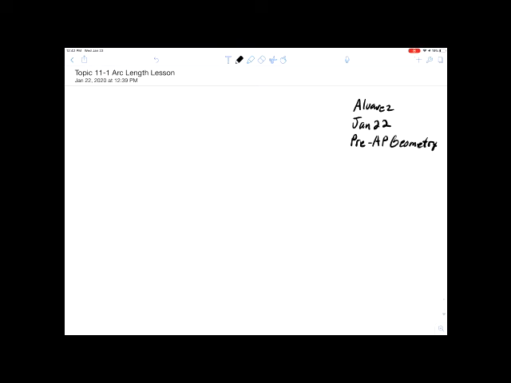The next thing that you want to have on your paper is the title. And so this is coming to us from topic 11-1 over arc length. Today's lesson has everything to do with circles. And if you think of a circle like I do sometimes, I think of a pizza.